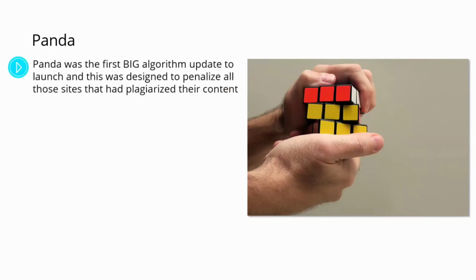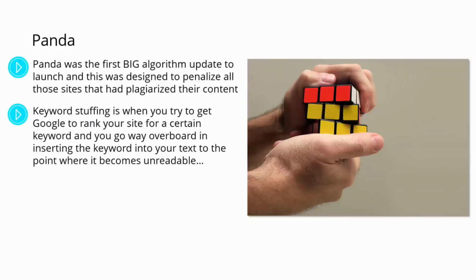Panda. Panda was the first big algorithm update to launch, and this was designed to penalize all those sites that had plagiarized their content, that had used spam, or that had used keyword stuffing. Keyword stuffing is when you try to get Google to rank your site for a certain keyword and you go way overboard in inserting the keyword into your text to the point where it becomes unreadable.